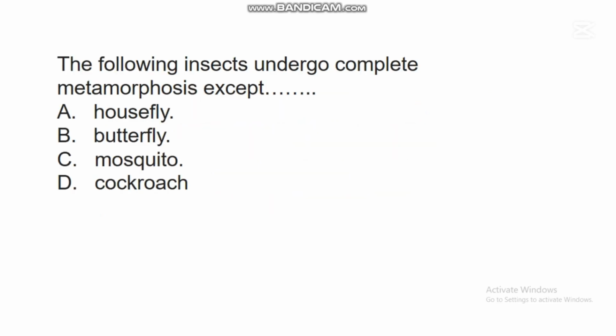The next question says, the following insects undergo complete metamorphosis except dash. A. Housefly, B. Butterfly, C. Mosquito, D. Cockroach. In this question, the correct answer is D. Cockroach. There are many insects that undergo complete metamorphosis. These insects include housefly, butterfly, mosquitoes, etc.